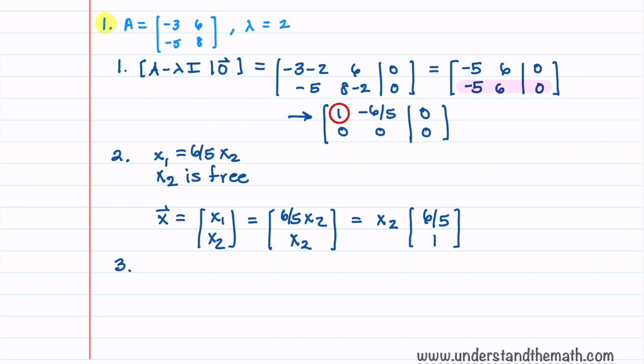In step 3, we'll form the basis by choosing a value for our free variable x2. Because of the 6/5 in our first row, I'm going to choose x2 to be equal to 5 so that our basis won't have any fractions in it. Our basis contains the vector 6, 5. That's just substituting in that x2 is equal to 5.